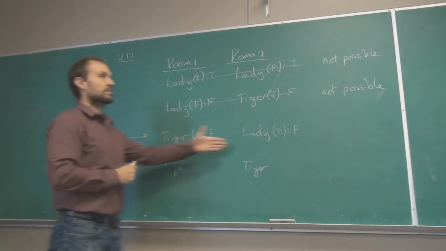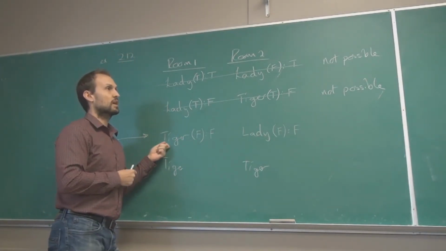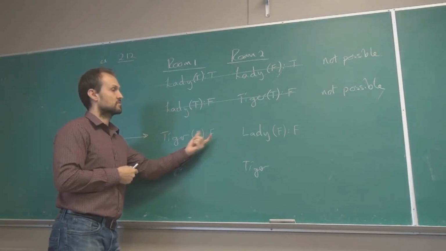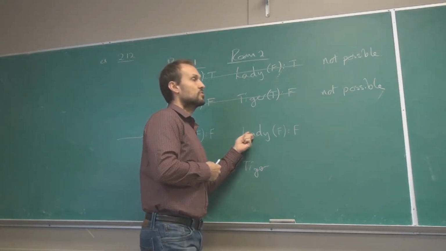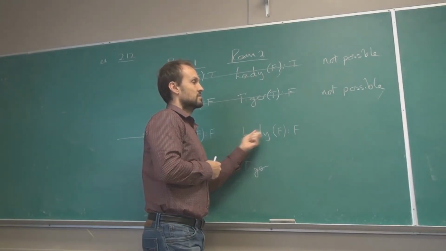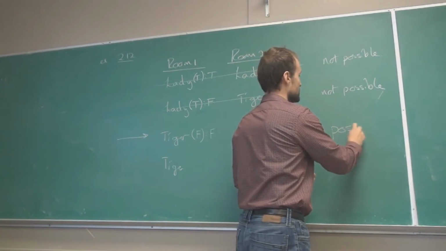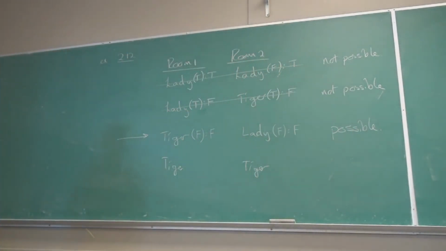If I consider tiger lady, the king says, if there's a tiger in room 1, the sign is false. The sign is false. So it matches with what the king said. Now I consider a lady in room 2. The king said, if there's a lady in room 2, the sign is false. The sign is false. So it matches again. So it is very much possible. Nothing contradicts what the king is saying. There is nothing that tells me that that can't happen. It could be what's happening.